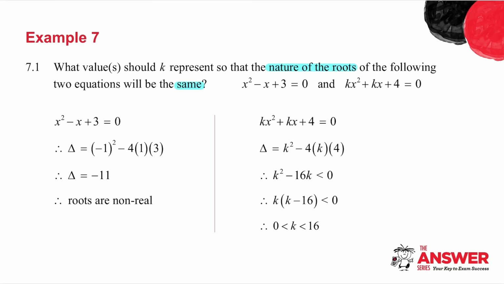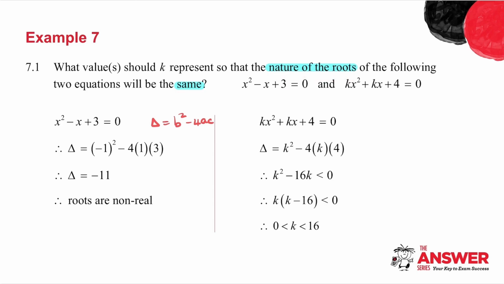If I'm asked about nature of the roots, I need to work out delta. And remember, delta is b squared minus 4ac. So I substitute b squared minus 4 times a times c, and I get delta to be minus 11. If delta is negative, it means that the roots are non-real. Now the nature of the roots must be the same.